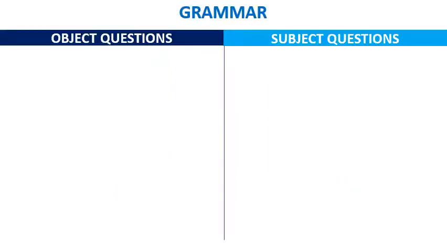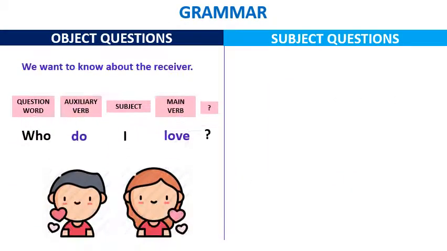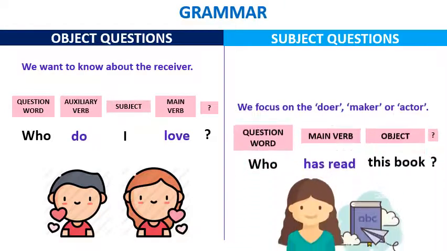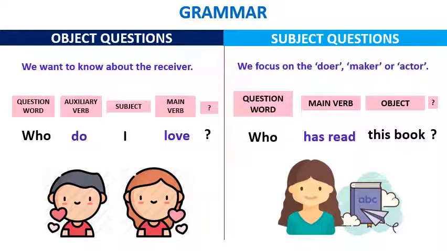Okay, now to sum up, we have object questions when we want to know about the receiver. So who do I love? And then you have the subject questions when we focus on the doer, the maker, or actor. And the construction is different. Question word, main verb, and object. Who has read this book?